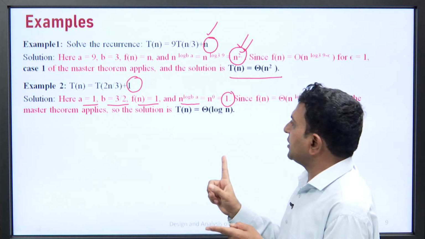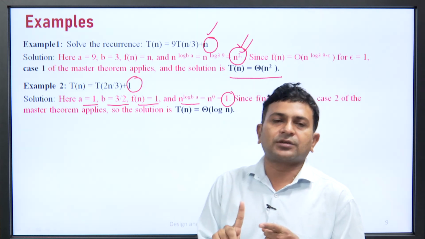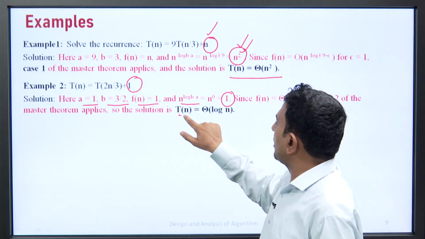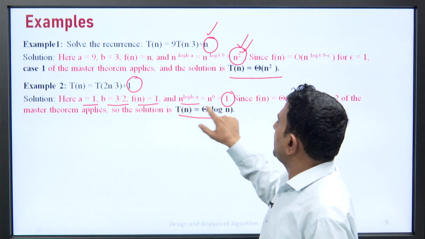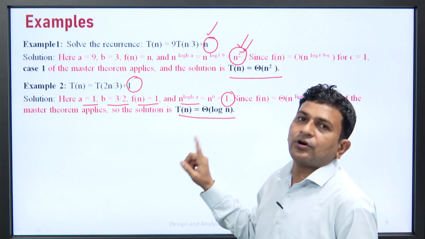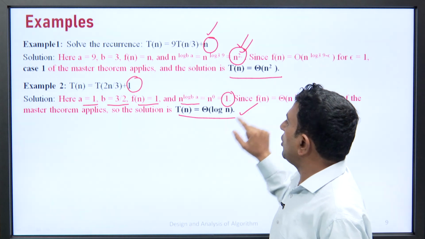So, in that case this is basically the second case of the master method. So, the solution will come in the form of n to the power log a base b times log n. So, here n to the power log a base b is nothing but 1. So, 1 into log n. So, the solution will be theta of log n.